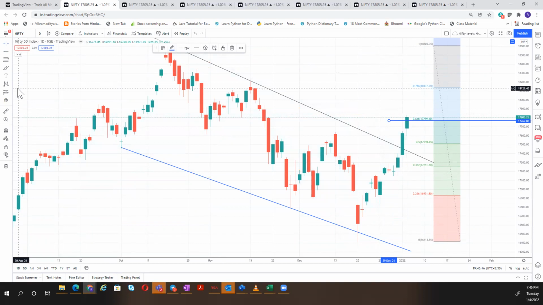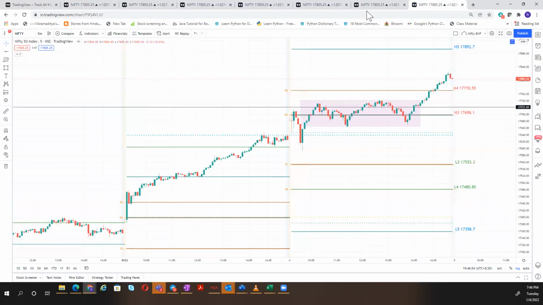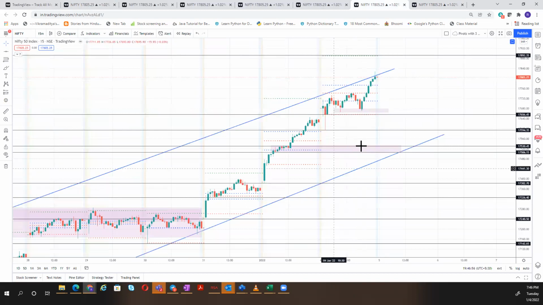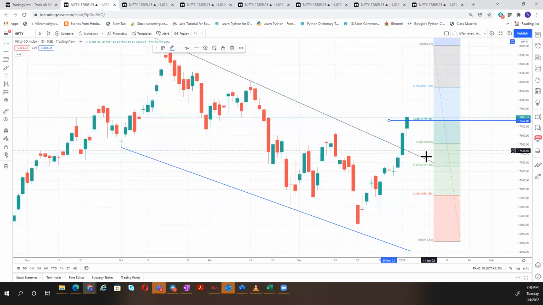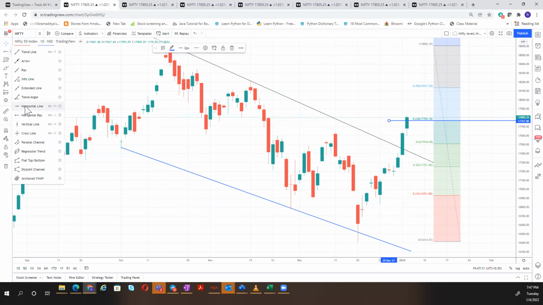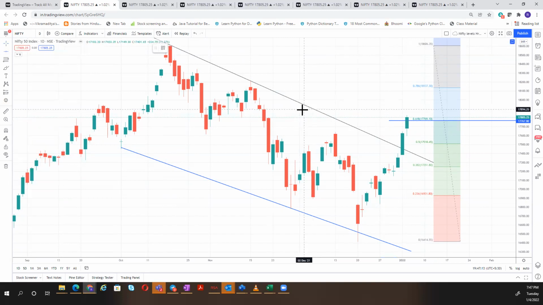See, now it's clear. The market has even broken the 61.8 golden ratio. So this is the channel we're talking about on the lower time frame. On the higher time frame, the market has gone sharply up. 61.8 has also been broken. If it sustains this, where can it go? Where do you see the next level of resistance on the upside?